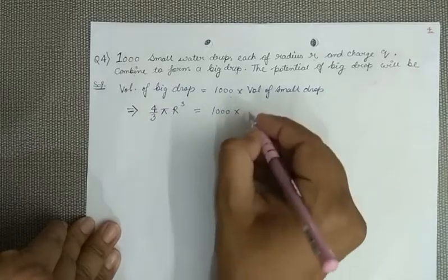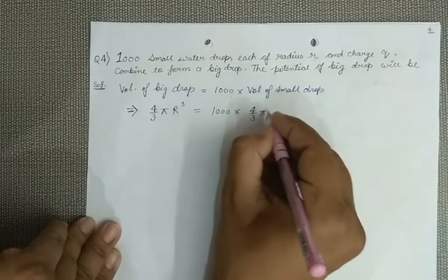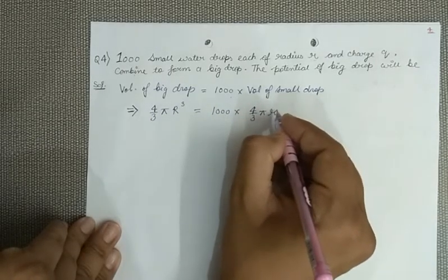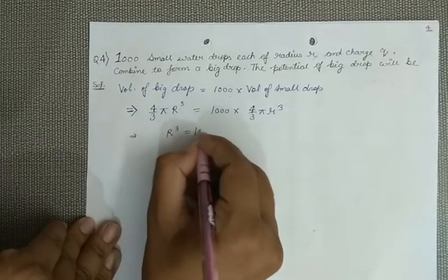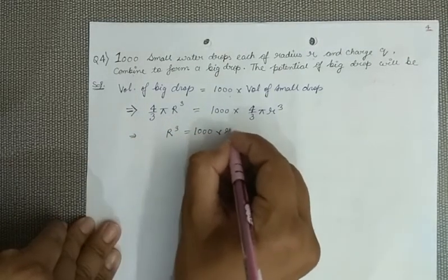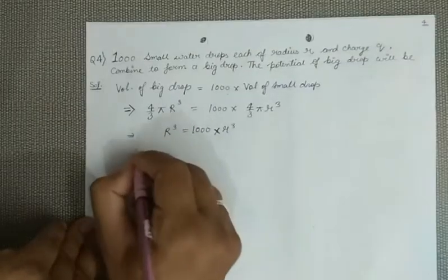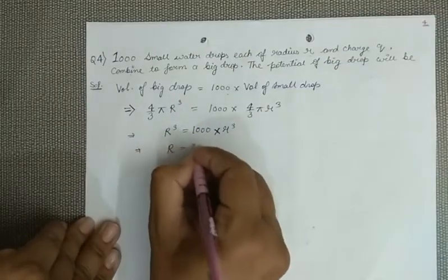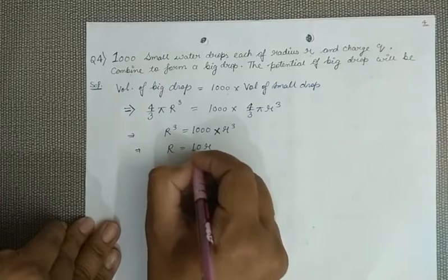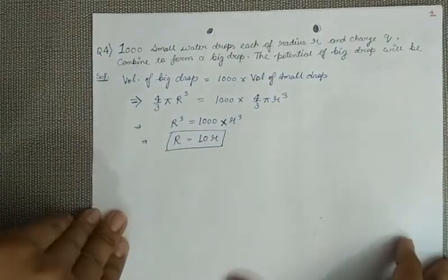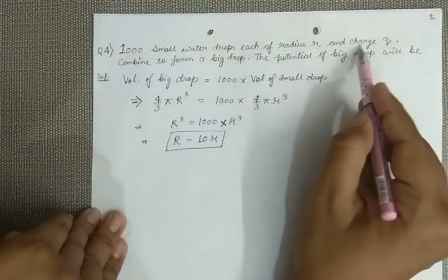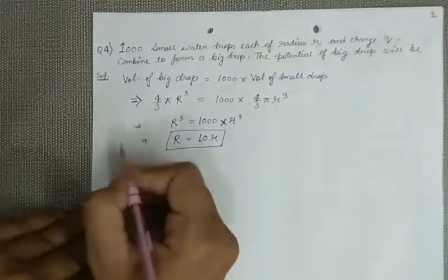I am using this capital R for the big drop. So 1000 times of 4 upon 3 pi, and for the small drop we are using small r. On simplifying you will get capital R cube is 1000 times of small r cube. So on taking the cube root, capital R equals 10 times of small r. Now see, what is the charge on each drop? On each drop the charge is this.